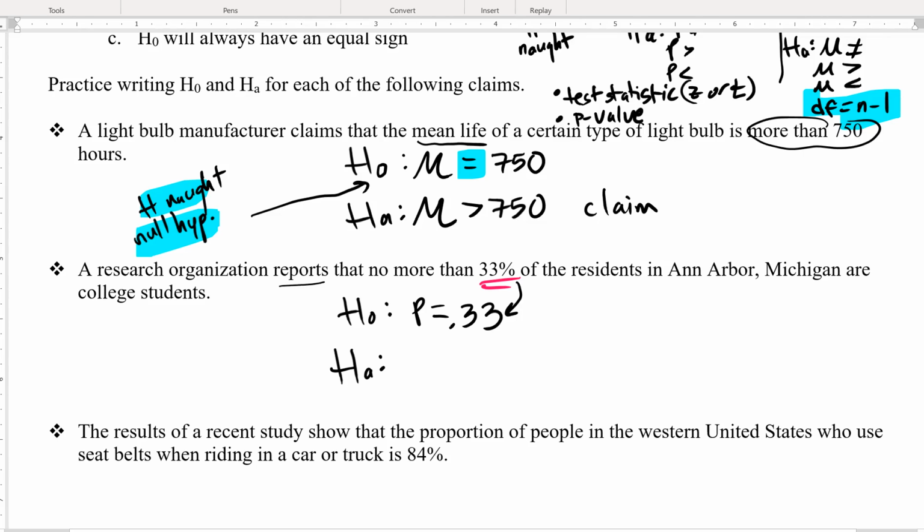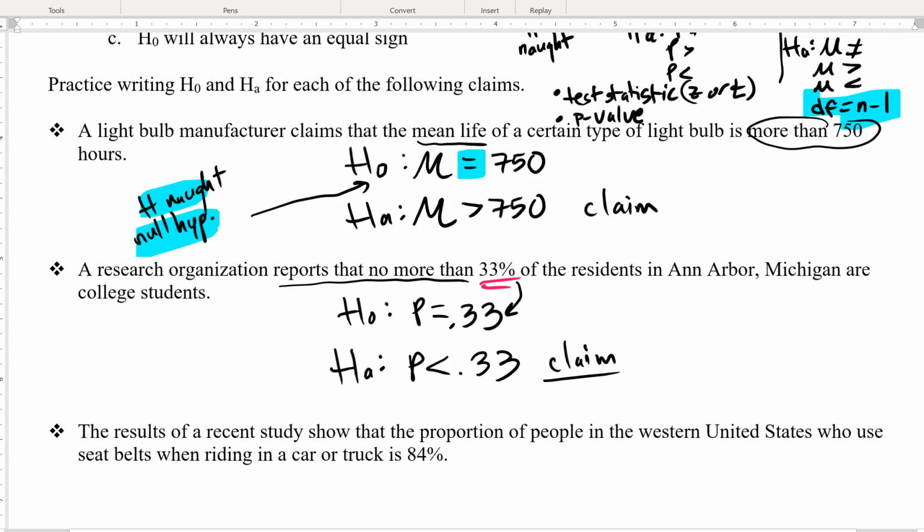Now, they're reporting that not more than 33%. So not more than would mean what? Well, right, 40 would not be not more than. So you have to basically say, well, this means less than. If you're not more than, that means you are less than. And that's a little confusing, but be careful. Which of these is the claim? This is what we would be testing to try to prove. The claim won't always just be the alternative hypothesis.